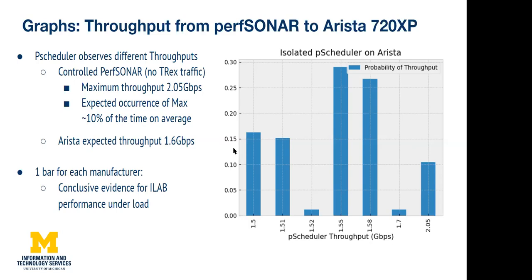We would also like to include other manufacturers for this graph and have other graphs generated. But right now we only have the Arista, and we would like to include Cisco and Juniper as well.